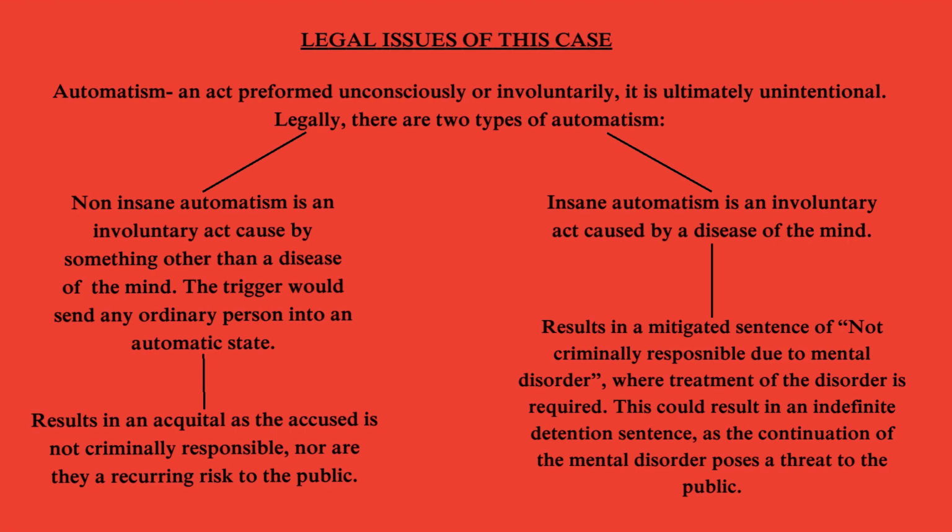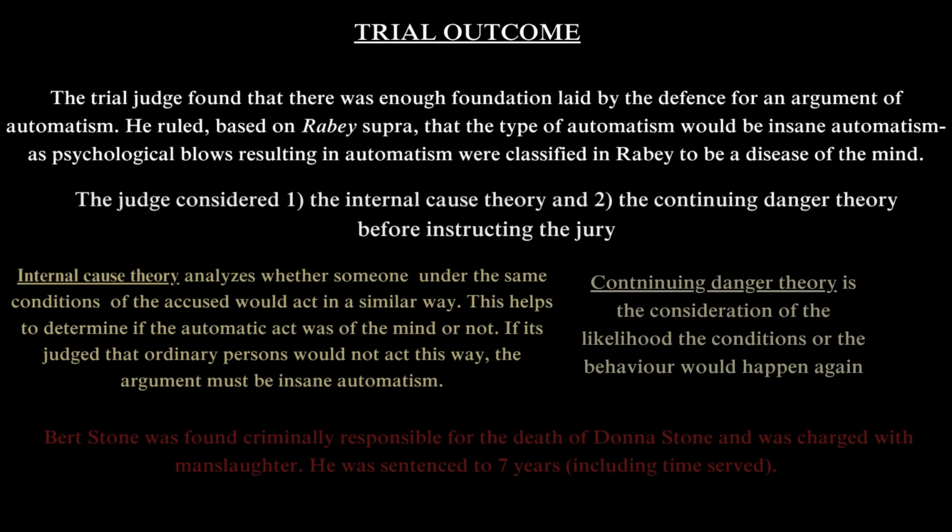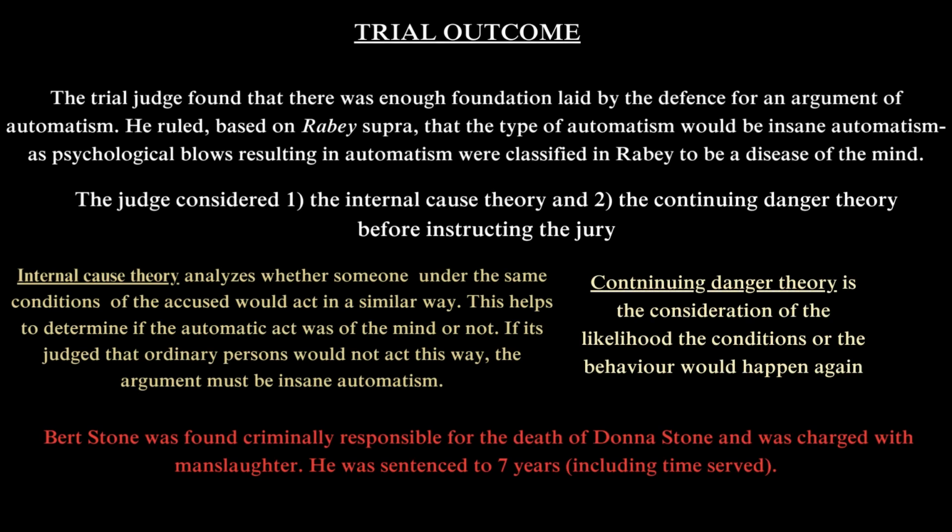Insane automatism is an involuntary act caused by a disease of the mind. The results of insane automatism are that of mitigated sentences that often require treatment of the disorder. This could result in an indefinite sentence as the continuation of the mental disorder poses a recurring threat to the public. In the initial trial, the trial judge found there was enough evidence laid by the defense for an argument of automatism. He ruled, based on legal precedents, that the type of automatism available to Mr. Stone was that of insane automatism.